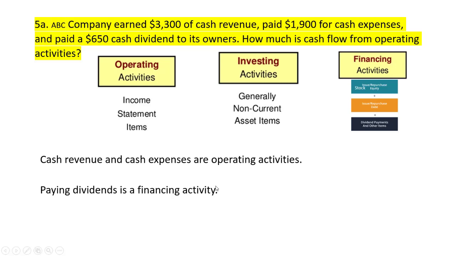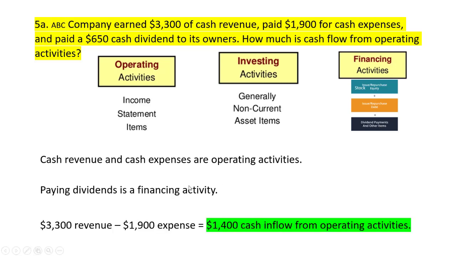Paying dividends is a financing activity, as you can see over here, like issuing or repurchasing stock, issuing or repurchasing debt, or dividend payments. Those will all be financing activities. We don't care about those. So the answer here is going to be $3,300 for revenue, minus $1,900 for expenses of cash. That's going to leave us with $1,400 net cash inflow from operating activities. And that's your answer.